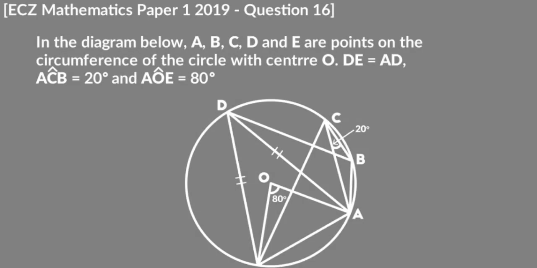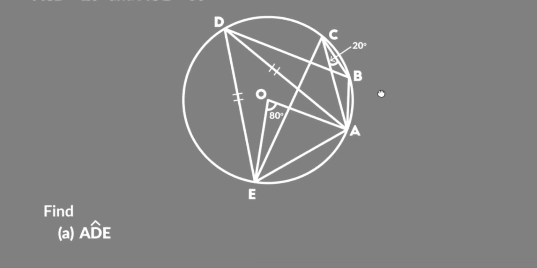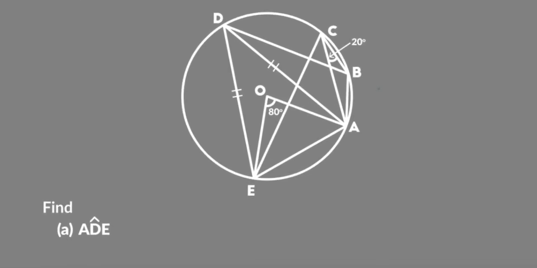The next question is a Mathematics Paper 1 2019, question 16. In the diagram below, A, B, C, D, and E are points on the circumference of the circle with center O. DE is equal to AD, ACB is equal to 20 degrees, and AOE is equal to 80 degrees. The first question is asking us to find the angle ADE. Locate ADE and look at the angles that we have been given and find a way that we can find it.